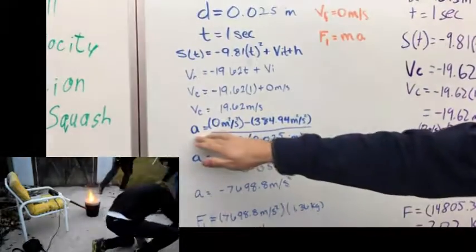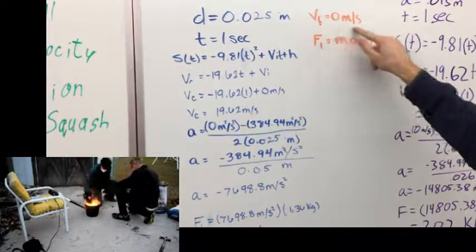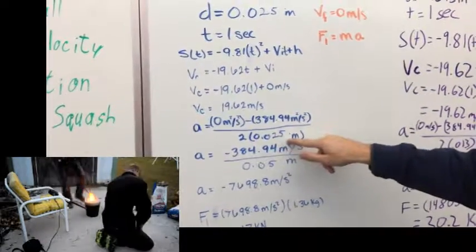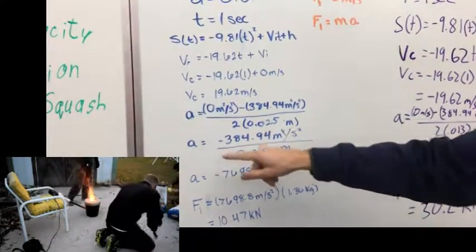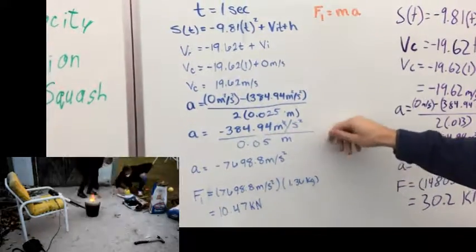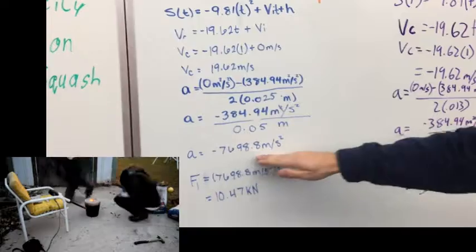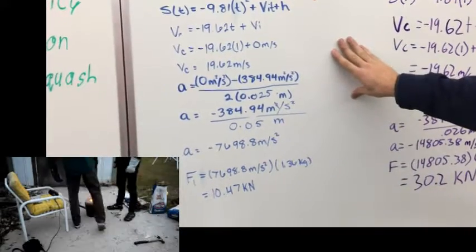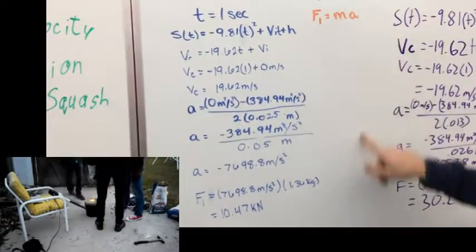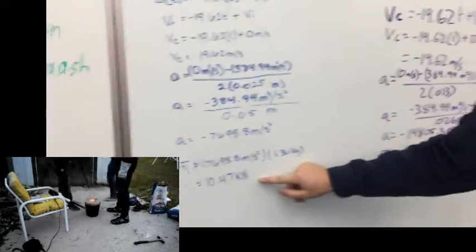Then we plug that into our deceleration formula, the 0 meters per second being the final velocity right here, minus the critical velocity squared, over 2 times the impact distance, 0.025 meters. Then we get this equation: negative 384.94 meters squared per second squared over 0.05 meters. That gives us a total deceleration of negative 7,698.8 meters per second squared. If we plug that into our force equation, we get 10.47 kilonewtons of impact force.